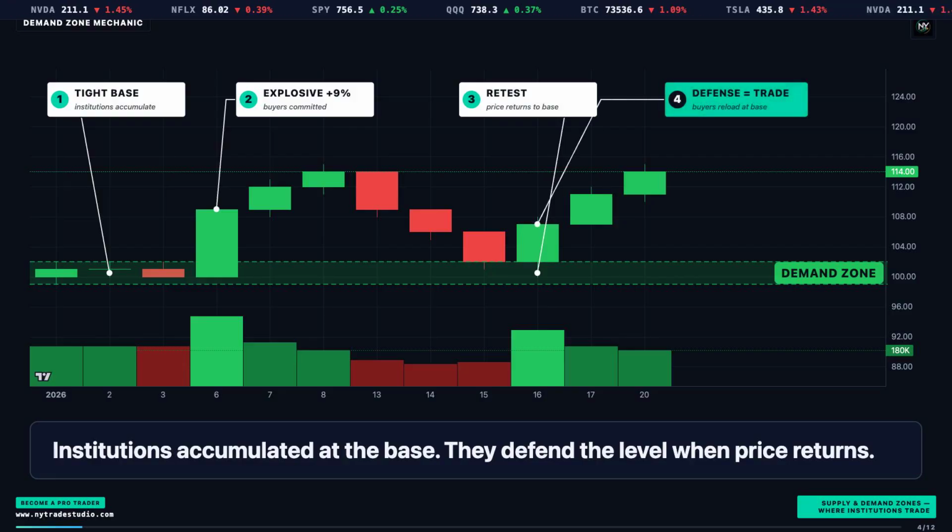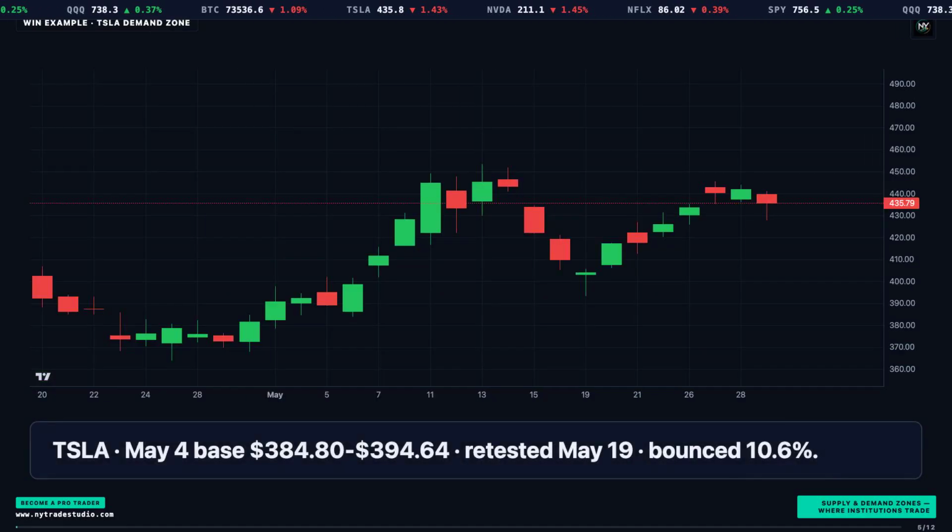But there's a fourth element that determines whether the trade works, what actually happens at the retest itself. If the buyers are still there, they reload, and price bounces with the same force as the original move. That's the trade. The entire mechanic depends on one thing. Institutions don't just buy once, they defend their level. So your job is simple. Spot the base, wait for the retest, and anticipate the defense. Every demand zone that holds follows this exact pattern. Every demand zone that fails violates one of these 4 steps. Memorize the structure. Here's our first example.